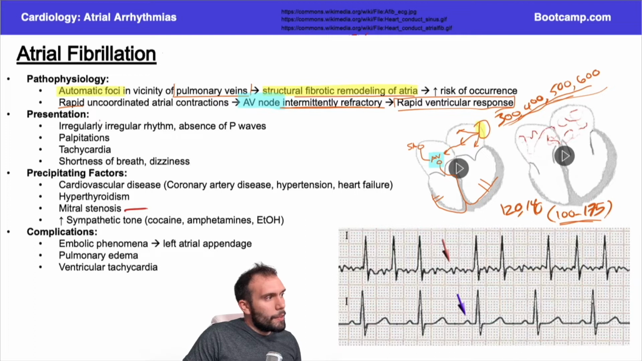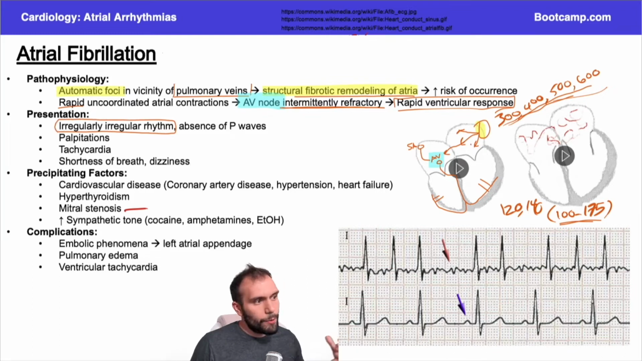Now the thing that we're looking for is this irregular rhythm. It's irregular because you have different foci conducting different signals in all different directions, and only some of the signals are actually getting through. And so it's a completely irregular rhythm. A great way to see this is to look at the distance between these QRS complexes. Here we have about 1.5 boxes. Here there's this huge gap of 3.5 boxes. Here's about 3 boxes. So you can see there's completely irregular spacing, completely irregular RR intervals between each of these QRS complexes.